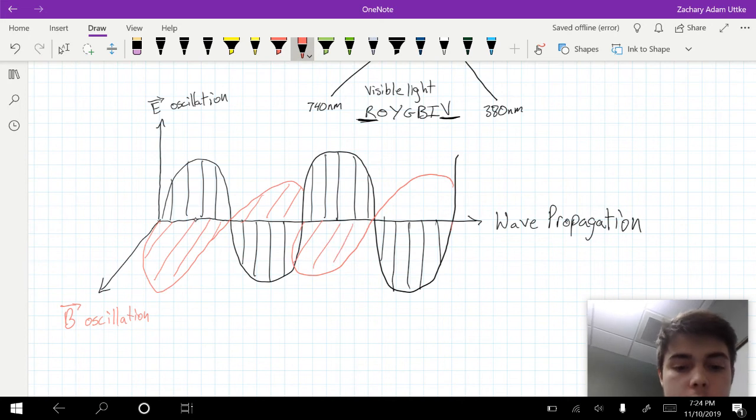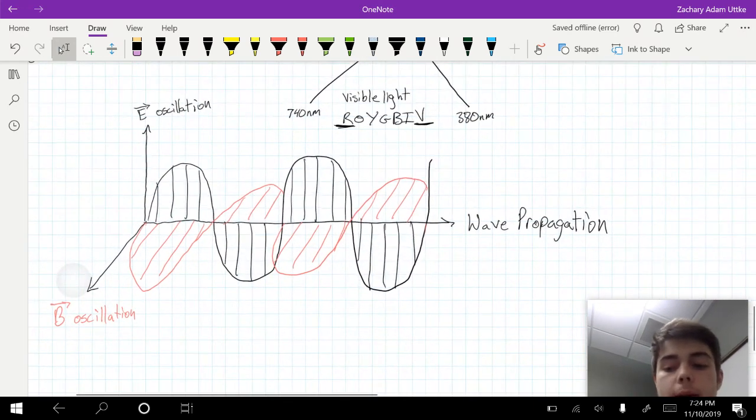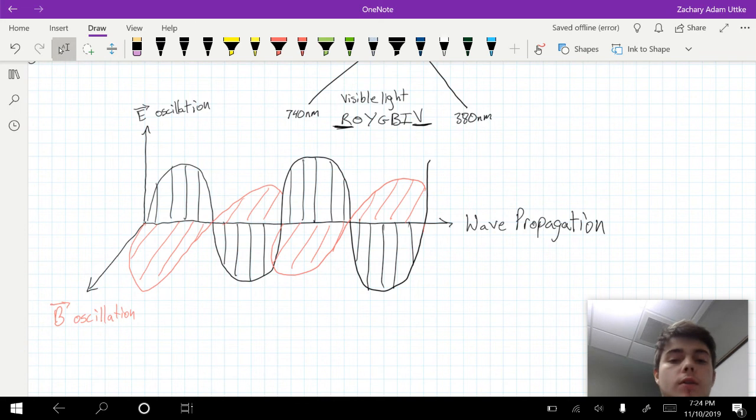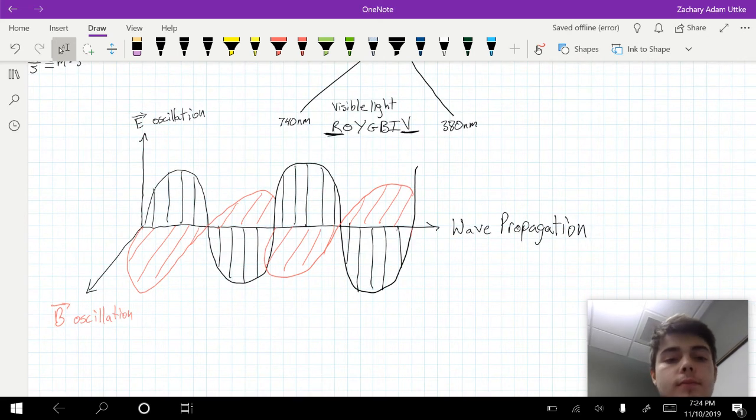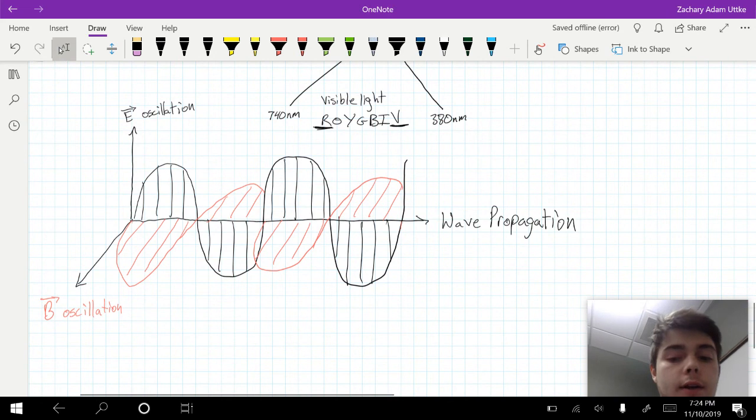The electric field is going up and down. The magnetic field is coming out and in. The direction of wave propagation is just the direction that the wave is actually traveling. So that's what we mean when we're talking about electromagnetic waves, and this is light.